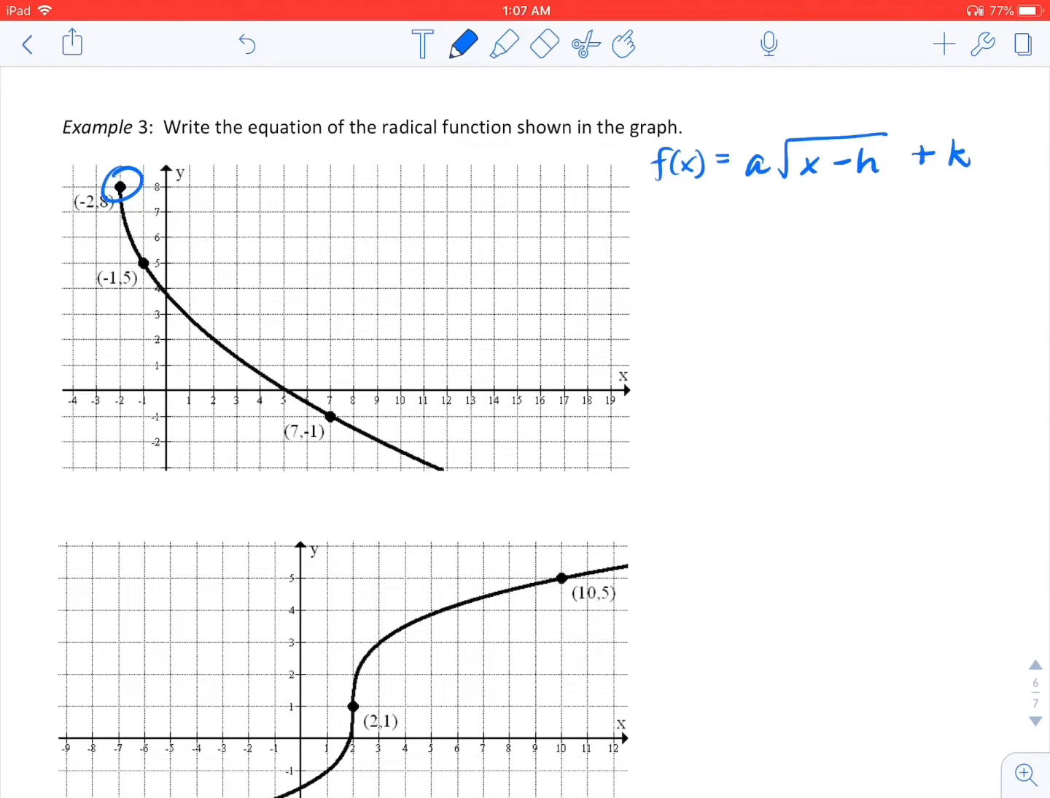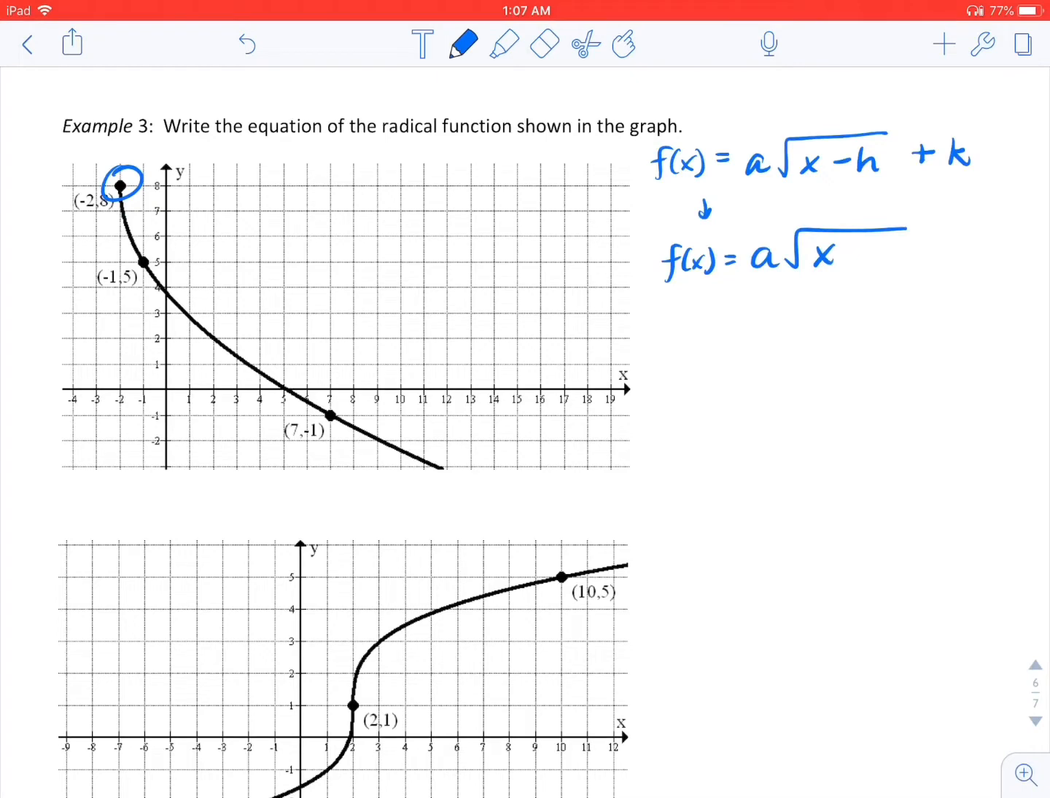If the endpoint is negative 2, 8, then the first step that I can start is by substituting in negative 2 for h, meaning that this becomes a plus 2, and 8 for k. And that should remind me that I have an appropriate shift left 2 and up 8 from the endpoint of the parent function. And that seems to be the case.